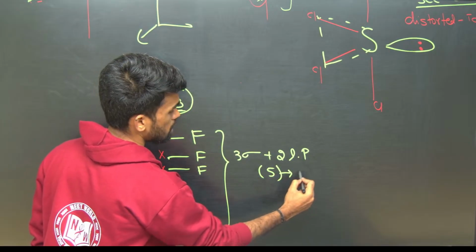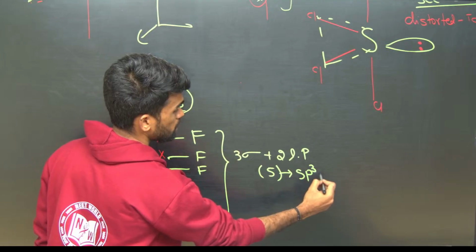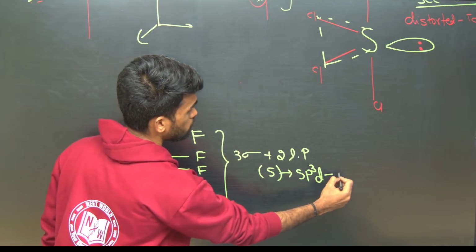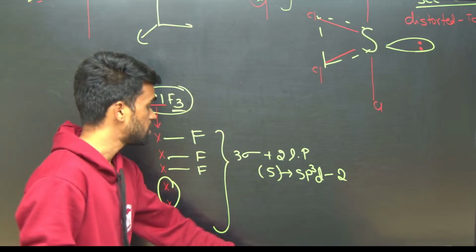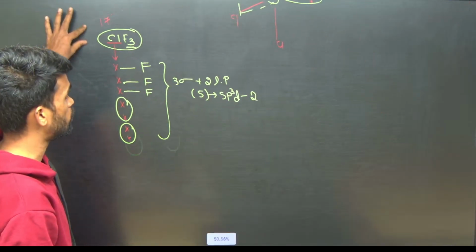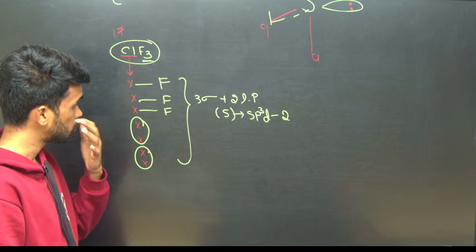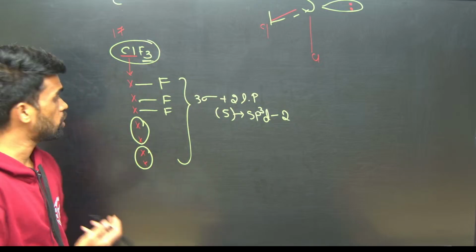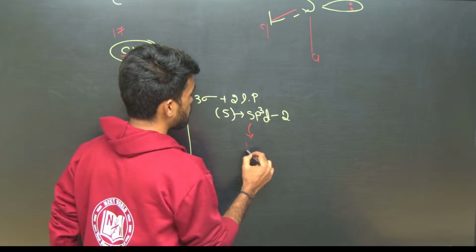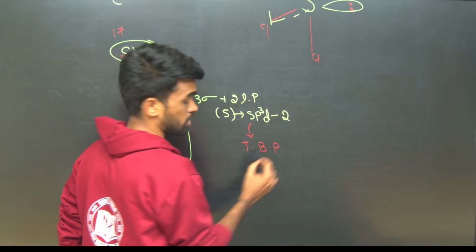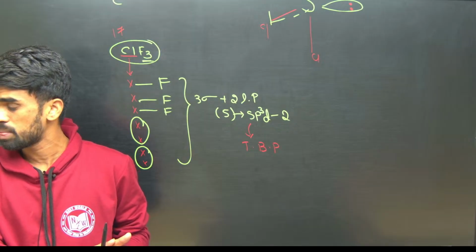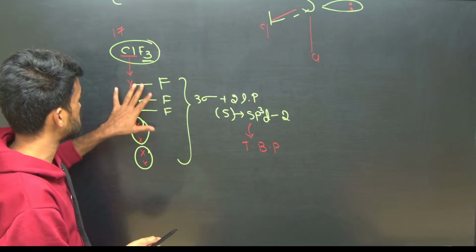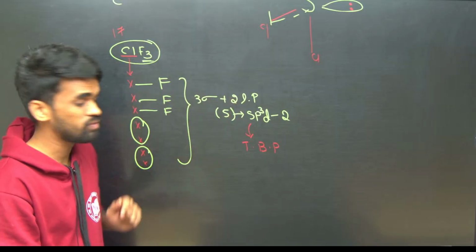5 means what is the hybridization? sp3d with how many lone pairs? 2 lone pairs. Okay, you can write it like this. Now tell me, what is the geometry we will get? The electronic geometry will be, you are saying, trigonal bipyramidal. But if I ask what is the molecular geometry, arrange these sigma bonds and lone pairs. How can we arrange? Tell me.